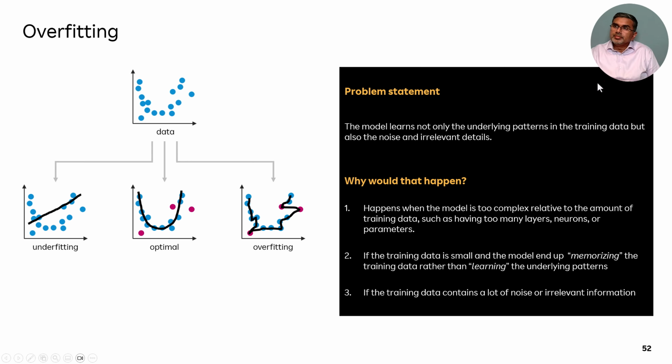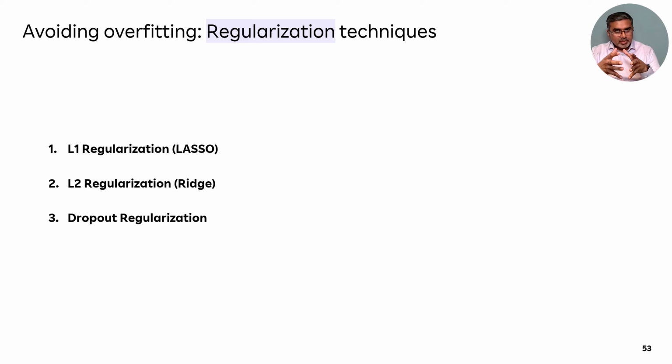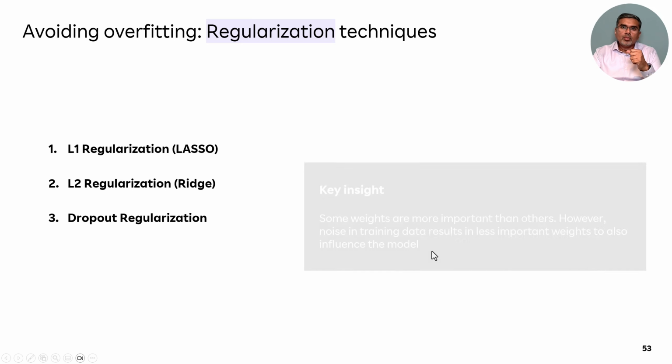How do you do that? There are a series of techniques called regularization techniques that one can use to avoid overfitting. In this episode, we'll talk about three different techniques like that. One is called L1 regularization, also called Lasso regularization, L2 regularization, also called Ridge regularization, and then there's dropout regularization.